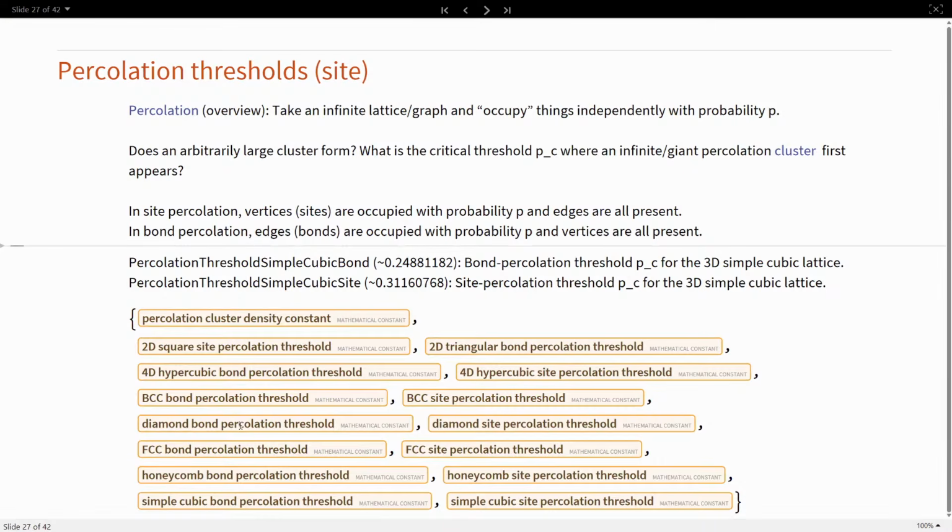And there's different percolation thresholds, both vertex-based, or site, and edge-based, or bond, for any infinite lattice.